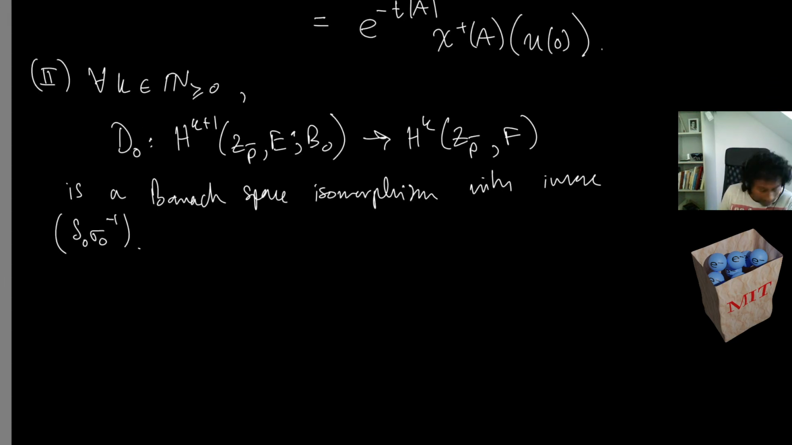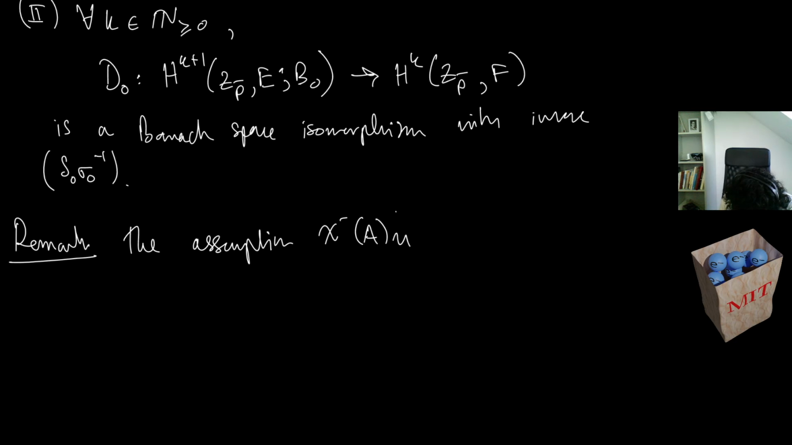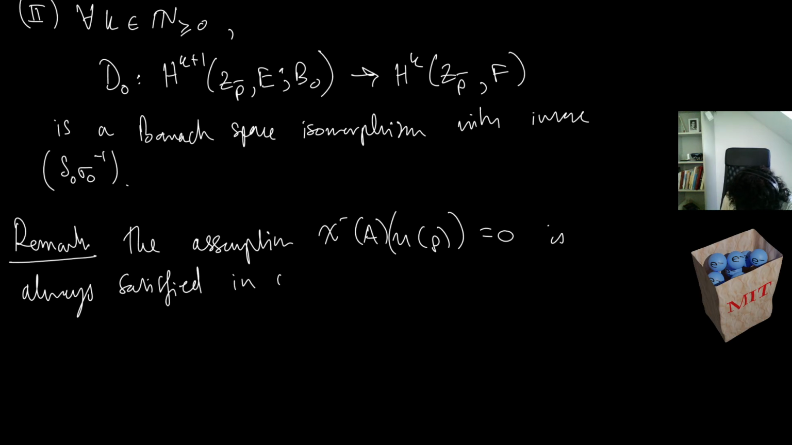Okay, so let me just also remark something here. We made an assumption here. The assumption chi minus A of u rho equals 0 is always satisfied in application.